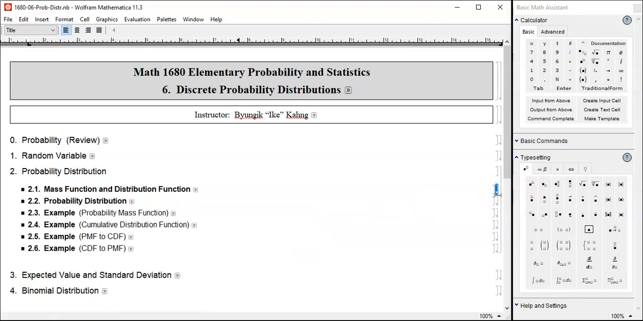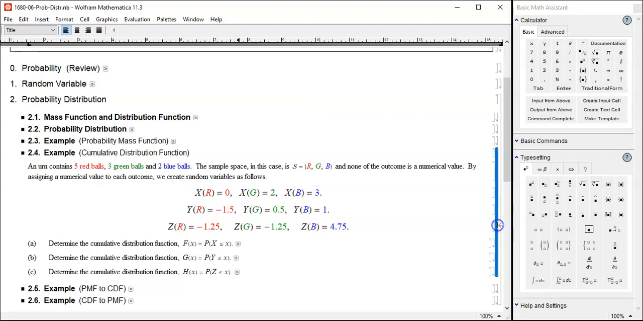In practice, it goes like this. In our model, we have 5 red, 3 green, and 2 blue balls. We have RGB as a sample space, and we can assign appropriate numerical values to make it a random variable. Here's one: red is 0, green is 2, blue is 3. Here's another way: red is -1.5, green is 0.5, blue is 1. Here's a third way, and of course there are infinitely many more, but let's keep it simple. Let's consider these two. If we have time, this one as well.